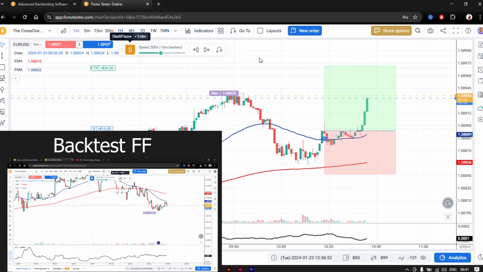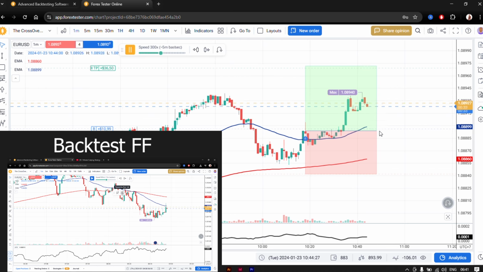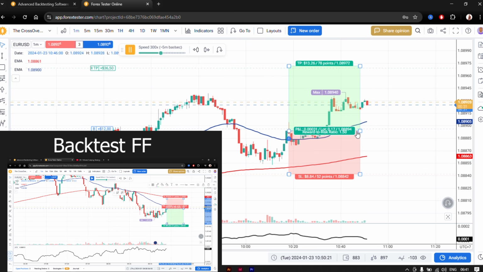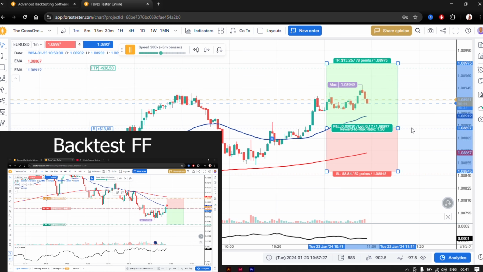So if you are risking $100 on each and every trade, your take profit should be $150. So it's a 1:1.5 risk to reward ratio.